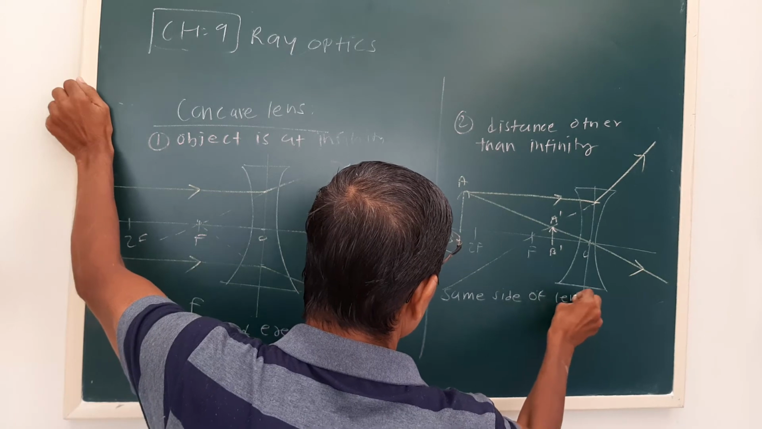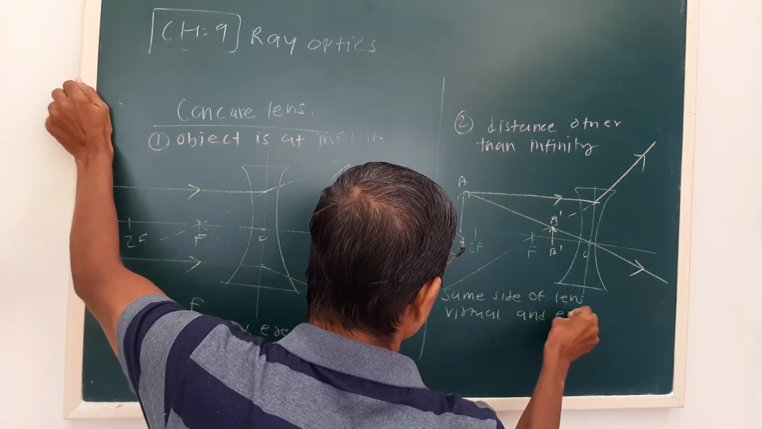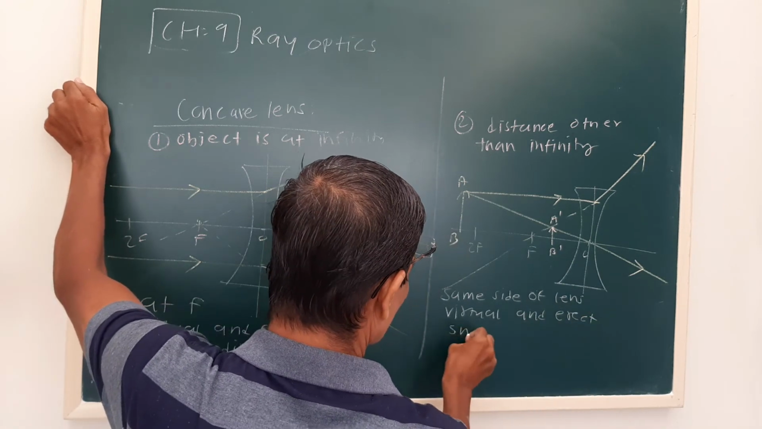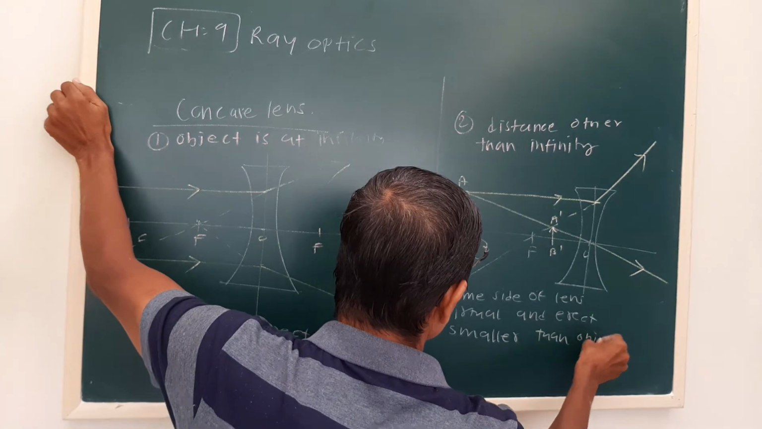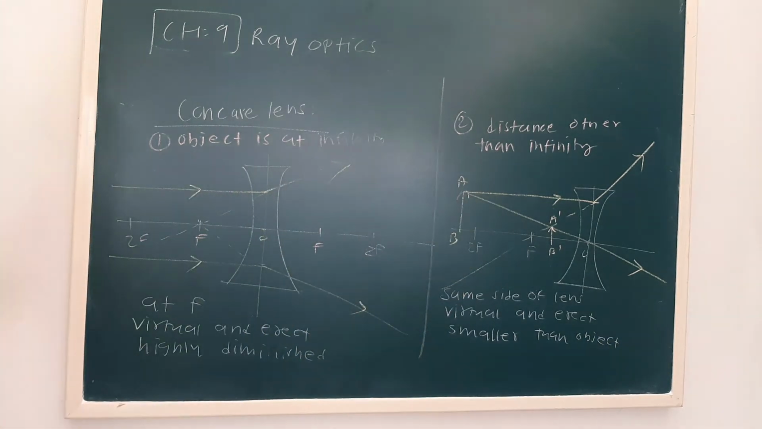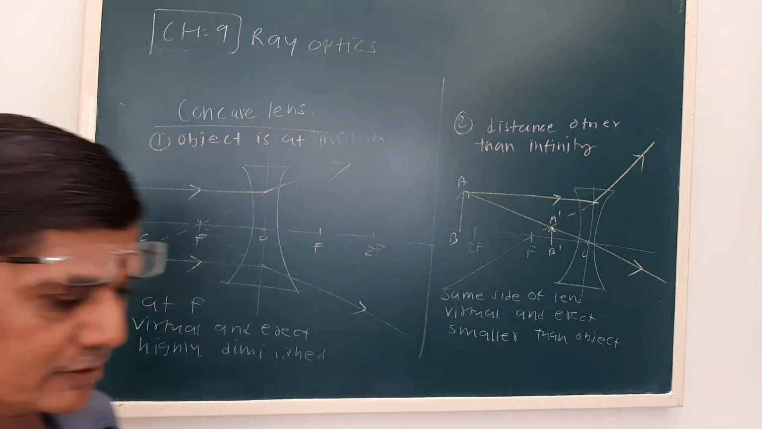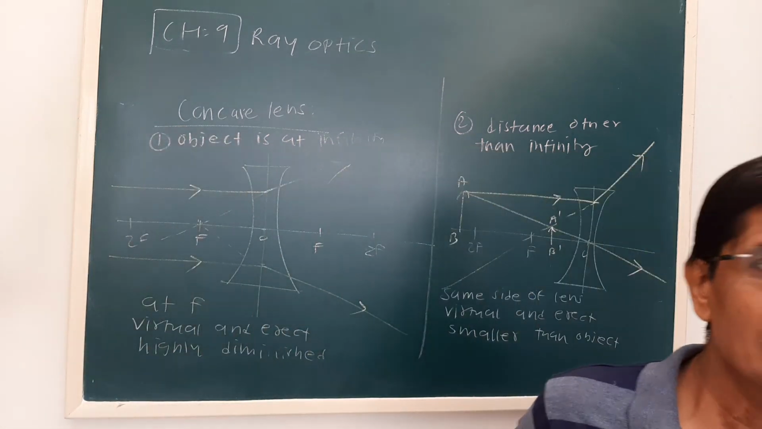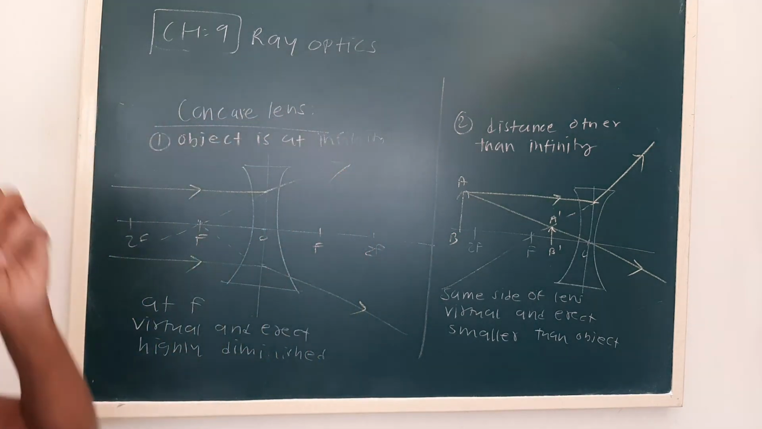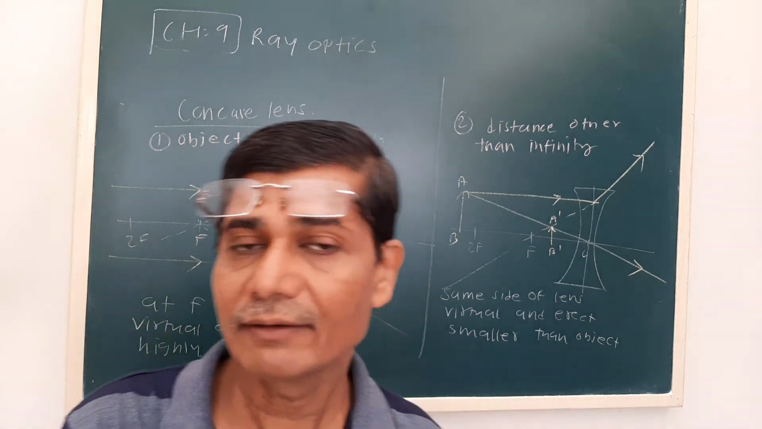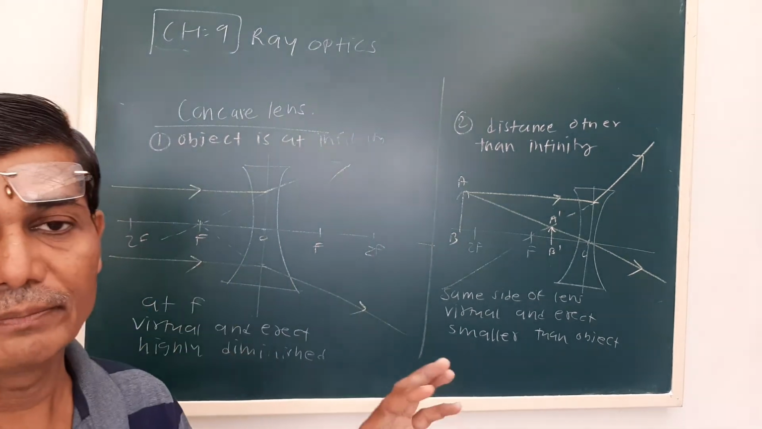of the lens, virtual and erect and smaller than the object. So this is how the image is formed for a concave lens. For a convex lens we can discuss 6 different positions, whereas for a concave lens there are only two conditions. The image formed by a concave lens is always virtual, erect and smaller than the object, so the magnification will be less than 1.